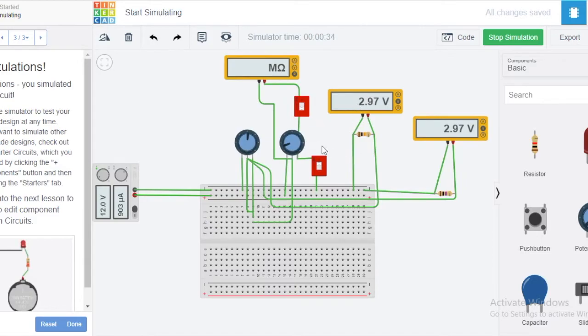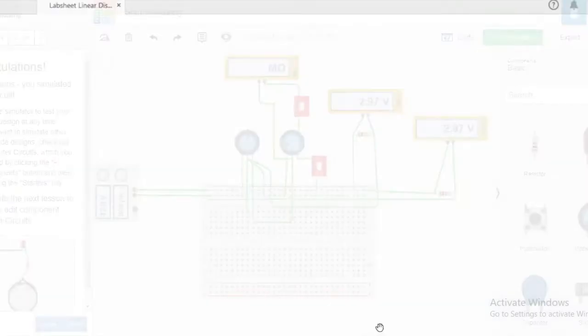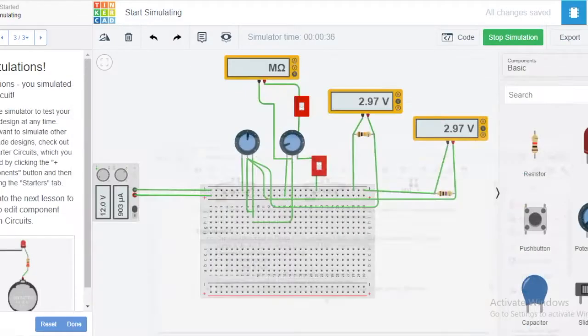Okay, and we find this for the 10 different resistors to get 10 different voltages, and that's all for experiment 2. Thank you.